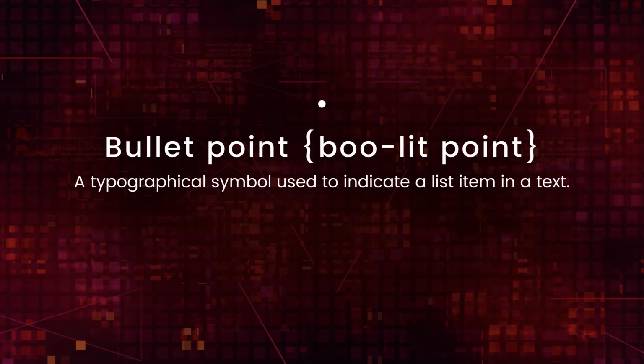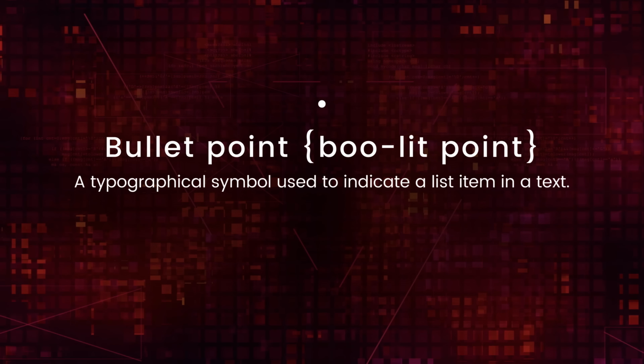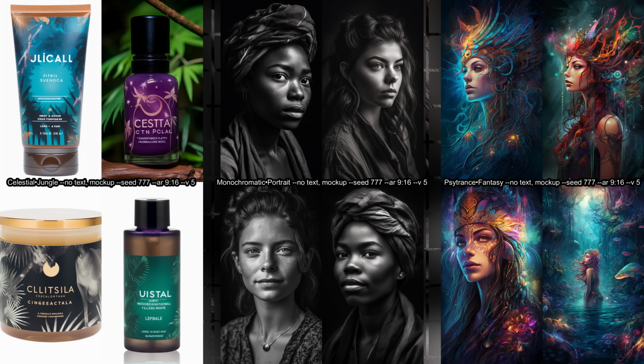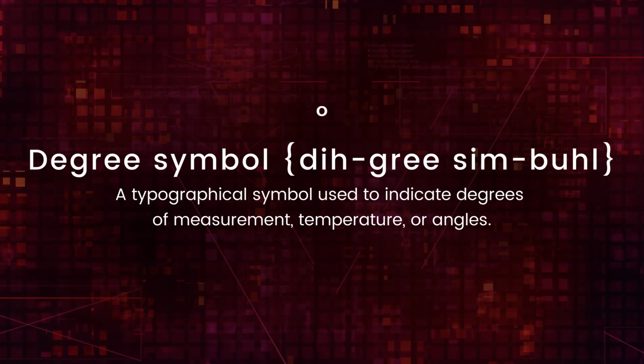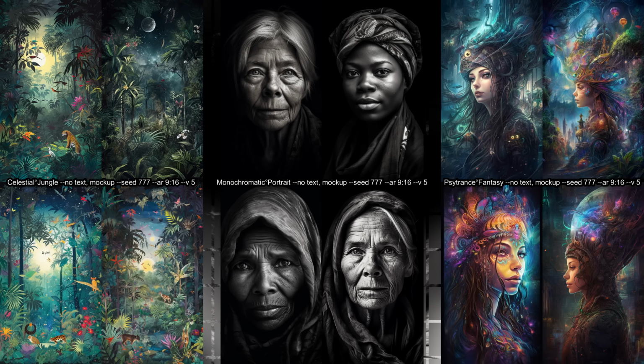Bullet point. A typographical symbol used to indicate a list item in a text. But another symbol on the list that is showing some typical differences. Nothing amazing. Degree symbol. A typographical symbol used to indicate degrees of measurement, temperature, or angles. It is slightly better than an average symbol, meaning that it produces nice-looking images. But the changes look like they are again very typical and don't really depend on the meaning of the symbol.